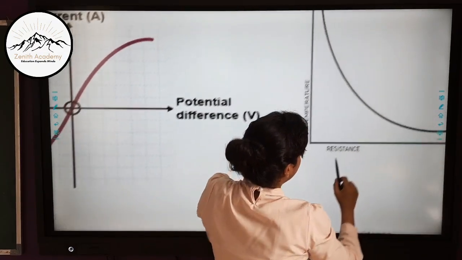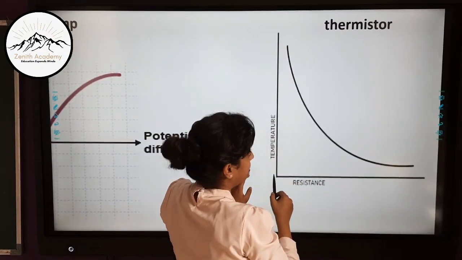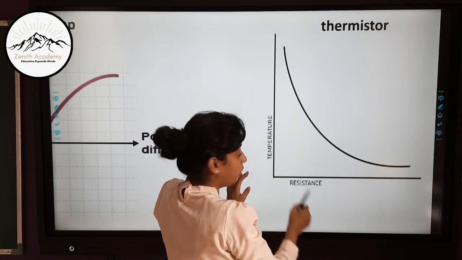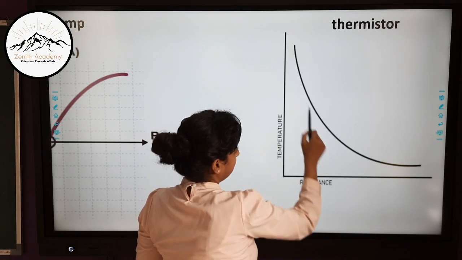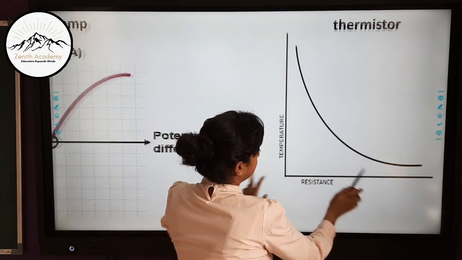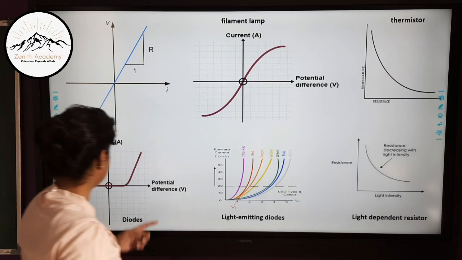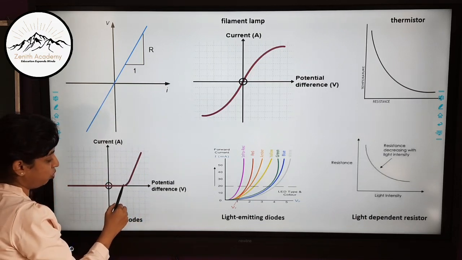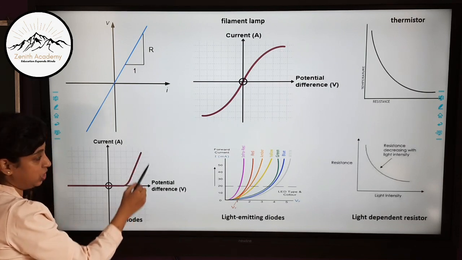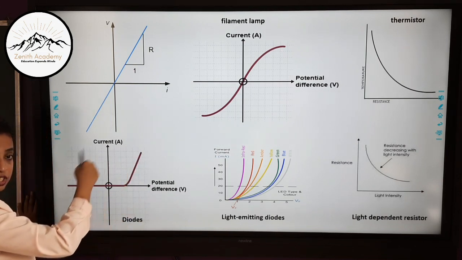Now in the thermistor, note that we have not taken a VI graph. We have taken a resistance and temperature graph. This is not a VI graph. So we know as temperature increases, resistance decreases. Now this is the VI graph of a diode in forward bias. You can see initially there is no change and then there is an exponential change. So this shows an exponential change.